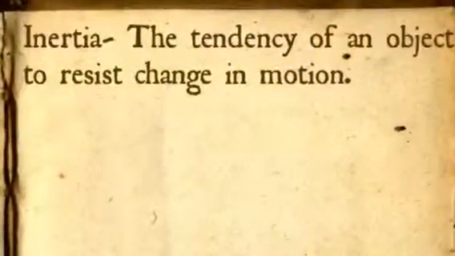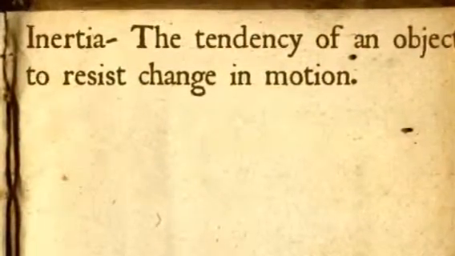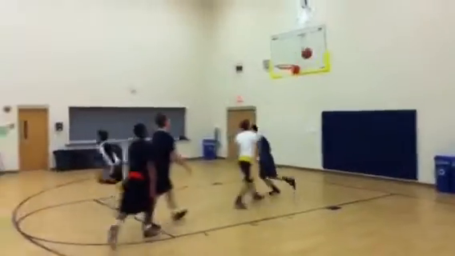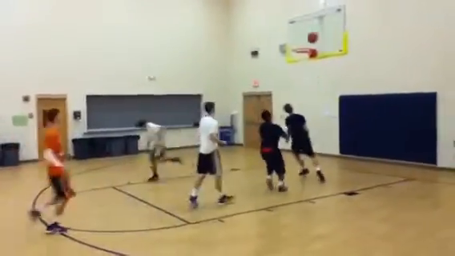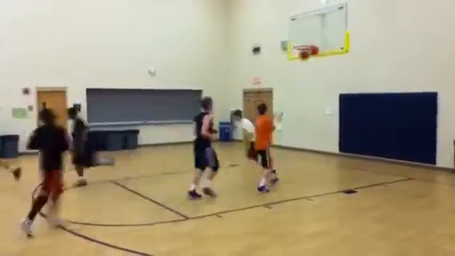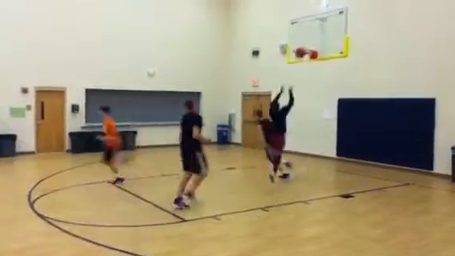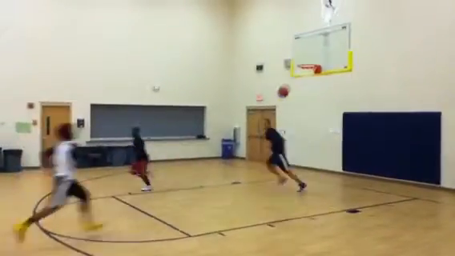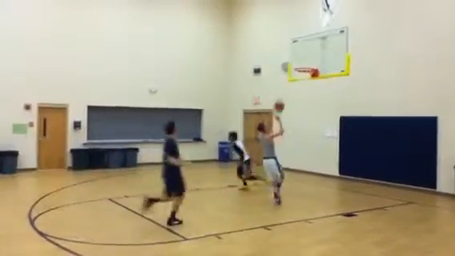The fifth concept we're going to be talking about is inertia. Inertia is the tendency of an object to resist change in motion. One way we see this demonstrated in basketball is when a player or players are jumping and running. The objects in this case are the players' bodies. Their bodies are resisting motion due to things such as gravity or air resistance, and they have to force themselves to run and jump.